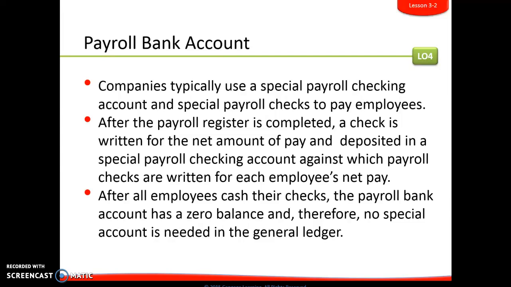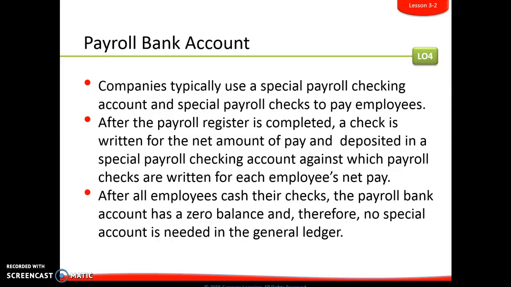So what we do is we're going to figure out the total amount of net pay for all of our employees, and then we're going to write one lump sum check for all of our employees, and we're going to deposit that check into a payroll account. And then from that payroll account is what we'll write each individual check to each individual employee.